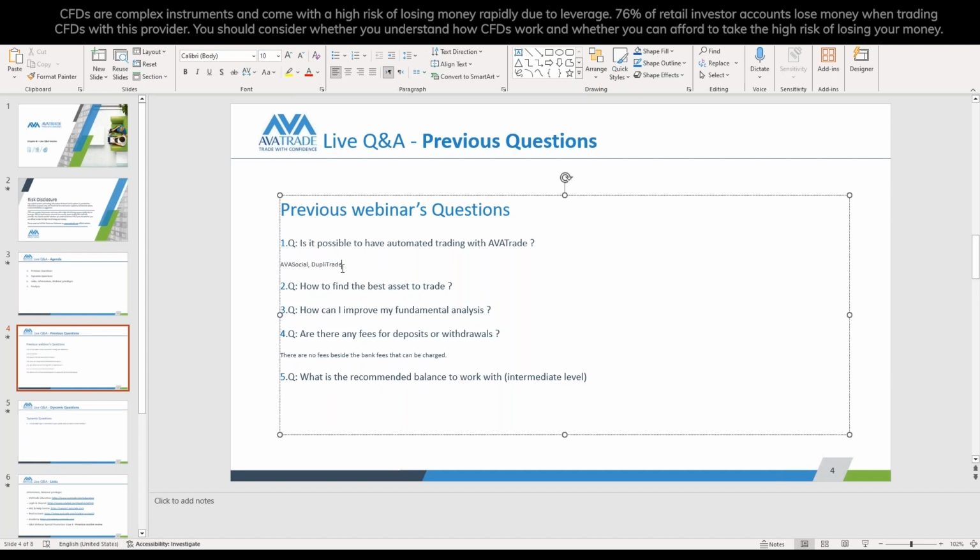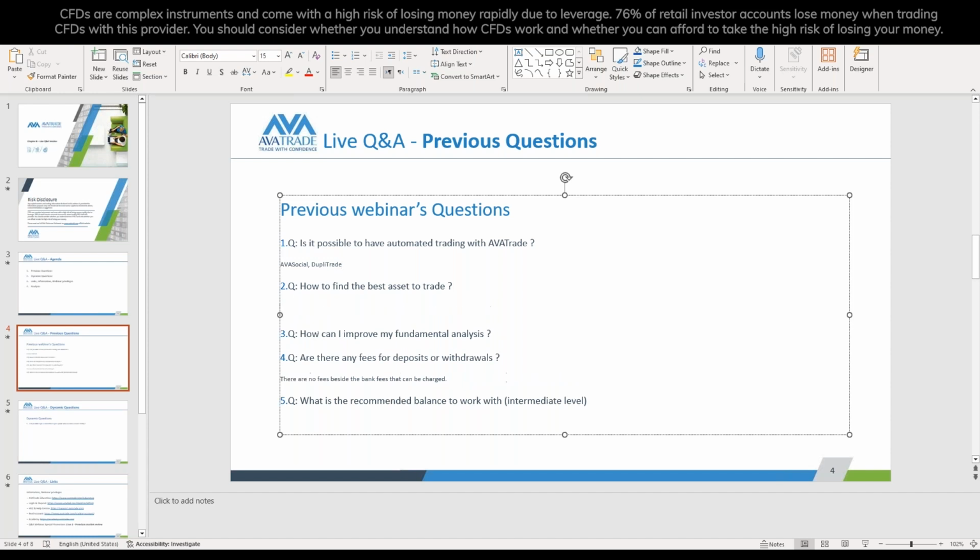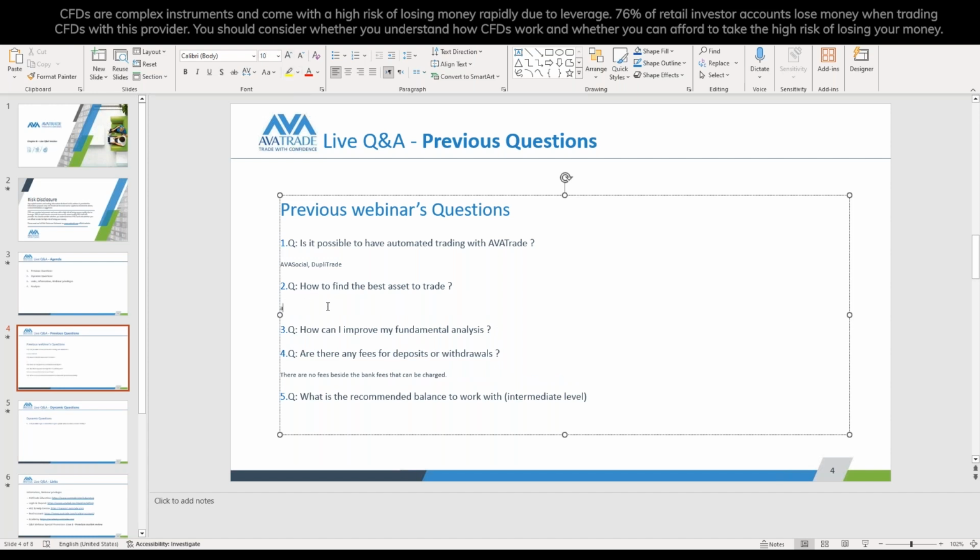Both AvaSocial and DupliTrade offer the automated solution. We also have ZuluTrade and some other things, but again, I don't want to delay about it too much. How can I find the best asset to trade? That just doesn't exist. You know how many times I tried to answer this question? The best asset can be any asset. Any asset is the best asset. So what makes the difference if an asset is good or not?